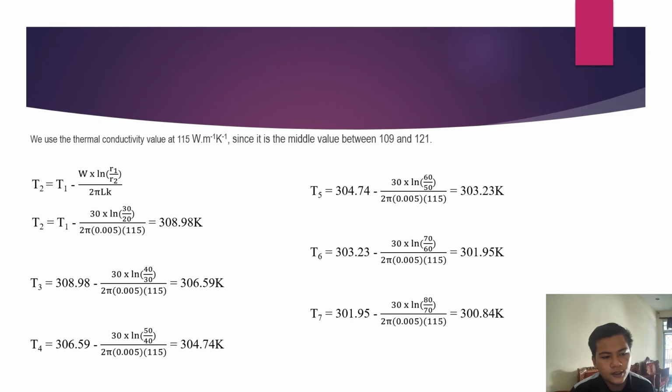The first equation is T2 equal to T1 minus power times ln R2 over R1 over 2 pi Lk. We get T2 is 308.98 K. For T3 is 306.669 K. T4 is 304.74 K. T5 is 303.23 K. T6 is 301.995 K. T7 is 300.84 K.